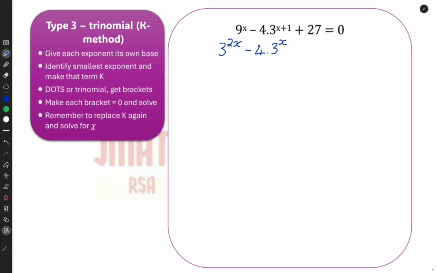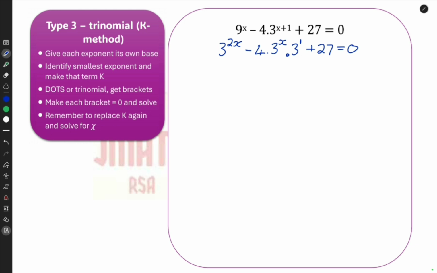Just like the previous sum, because there are pluses or minuses, I'm going to give each exponent its own base. So that little plus 1, I'm going to make 3 to the power 1, plus 27. Now, don't worry about the 27 because it doesn't have an x. I don't need to prime factorize this. I know it's 3 cubed, but it's not going to help me in this sum.